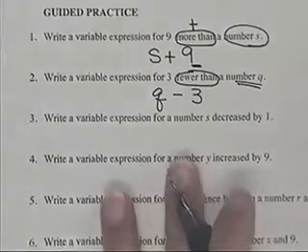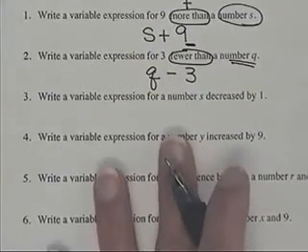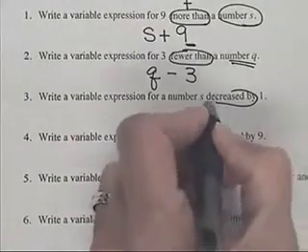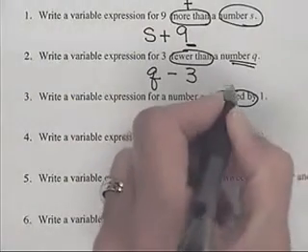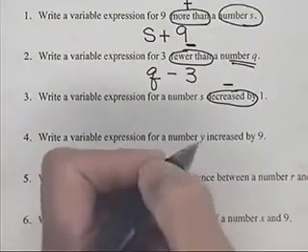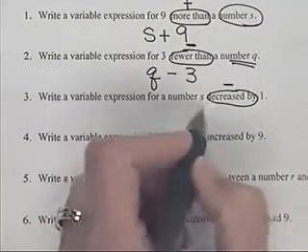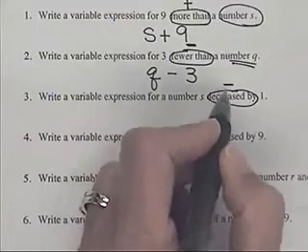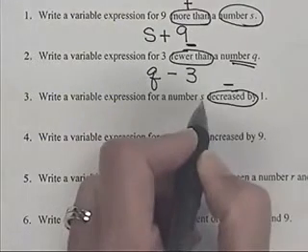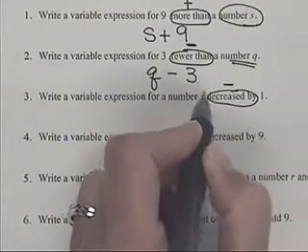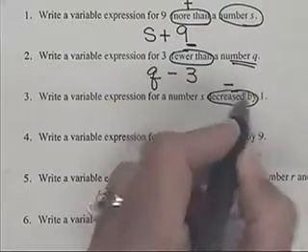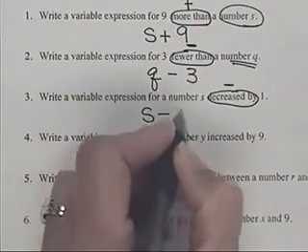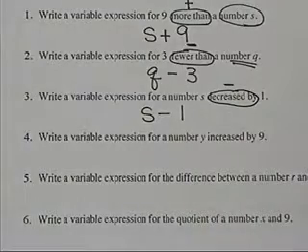Let's look at number 3. Number 3 says, write a variable expression for a number s decreased by 1. Decreased by would mean subtraction. And this one, the order is going to be just like it was written. It says the number s decreased by 1. S, whatever it is, being decreased by 1. That means we're taking 1 away from s. So that's going to be s minus 1.